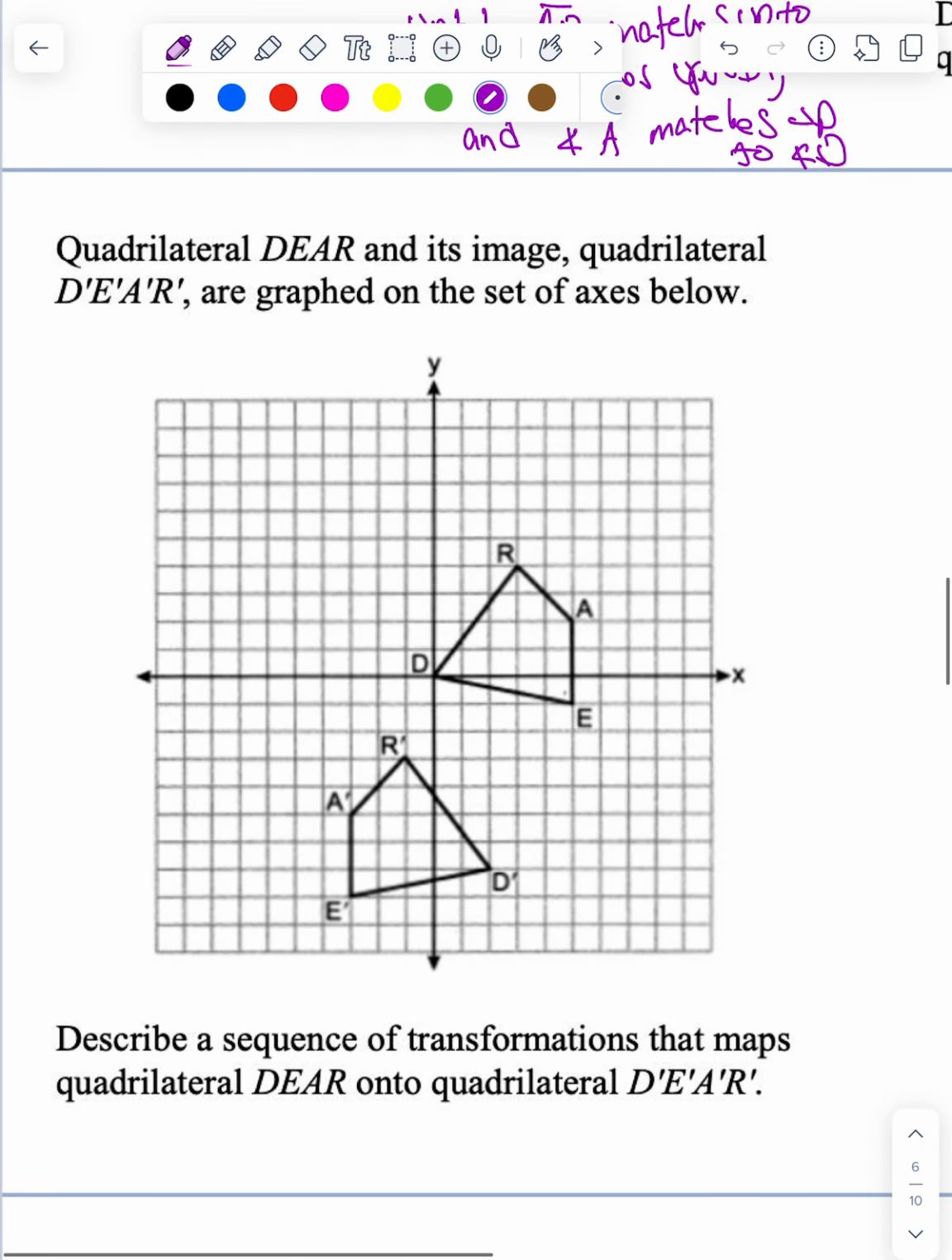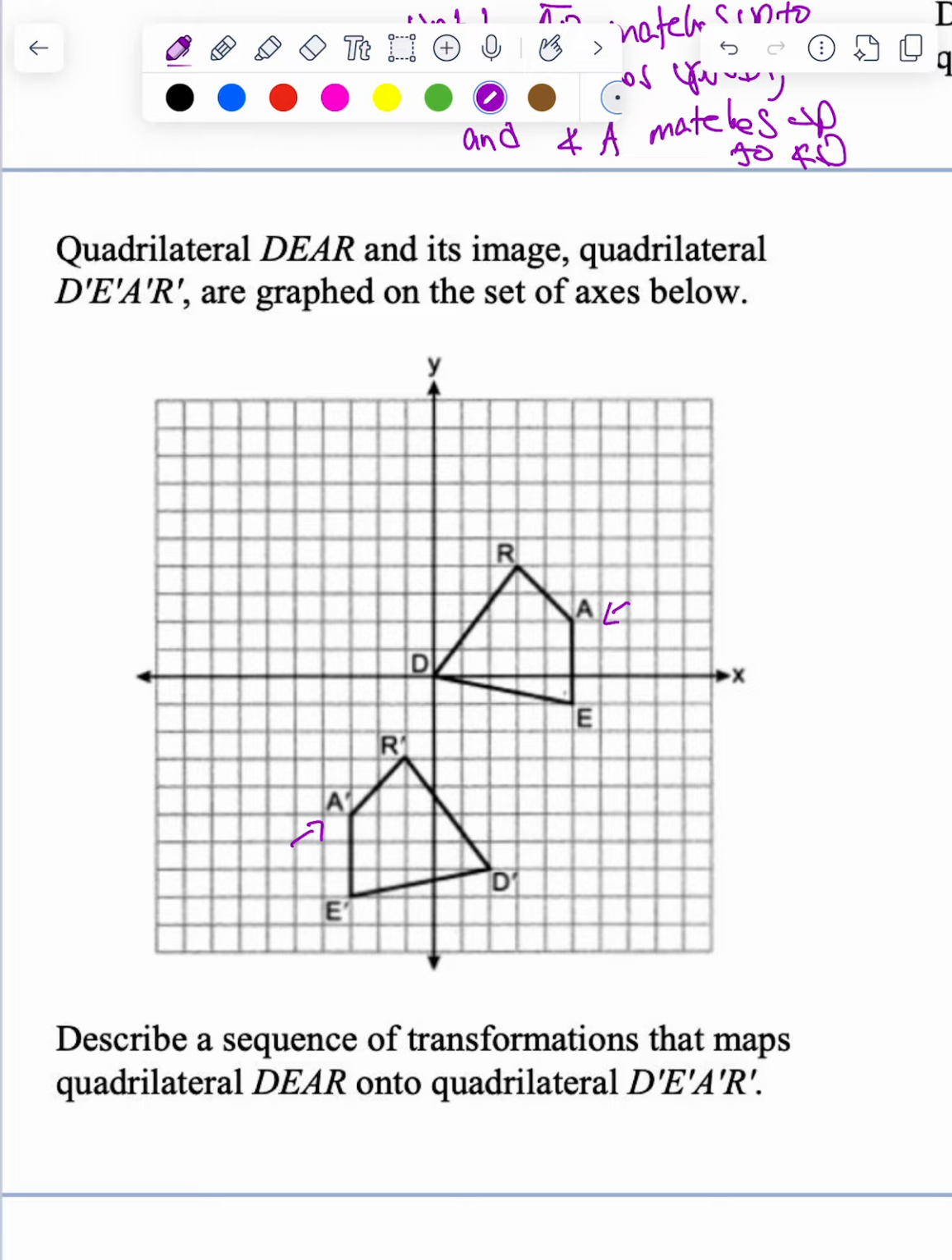Okay. Let's check this one out over here. We're going to describe a sequence of transformations to map DEAR into D prime, E prime, A prime, R prime. I'll just say DEAR prime. So here it looks like a flip is needed because A is on the right over here, but A prime is on the left over here. So I'm going to reflect over the y-axis.